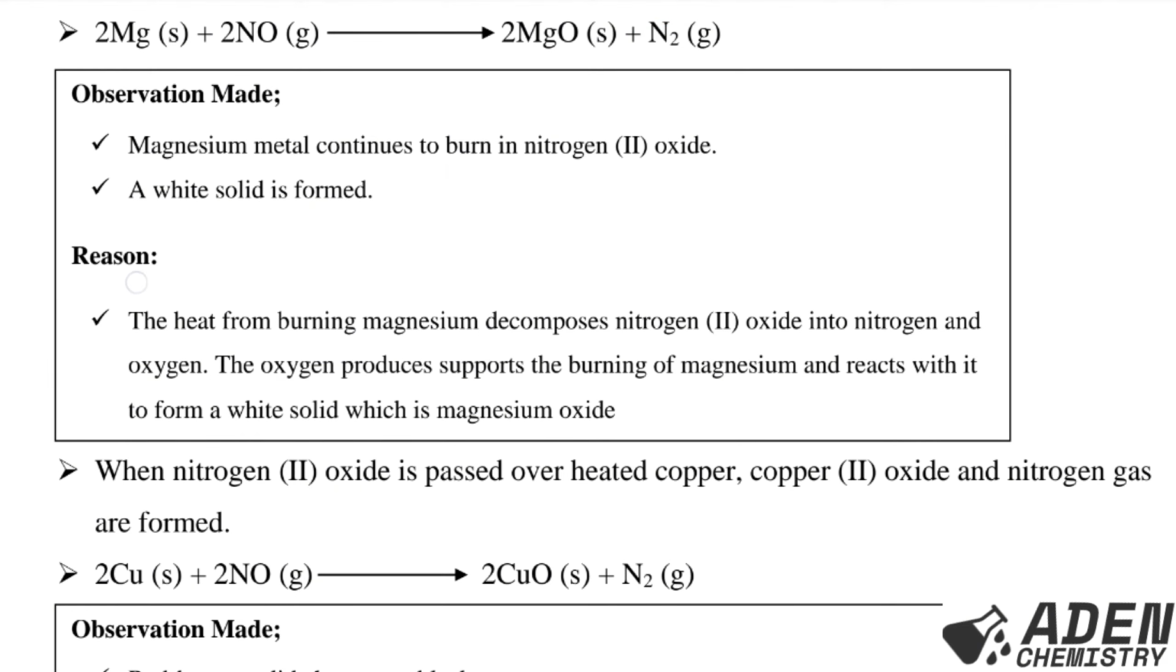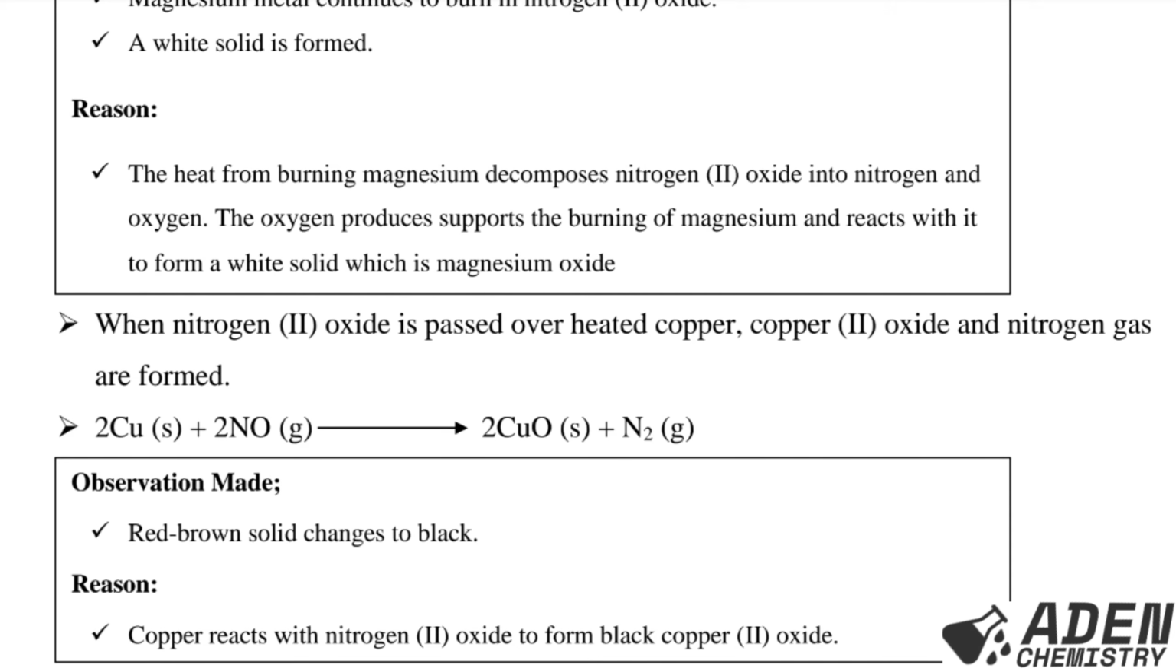The reason for those observations is that the heat from burning magnesium decomposes nitrogen(II) oxide into nitrogen and oxygen. Therefore, the oxygen produced is the one supporting the burning of magnesium and reacts with it to form a white solid, which is magnesium oxide, and nitrogen gas, which is the colorless gas.